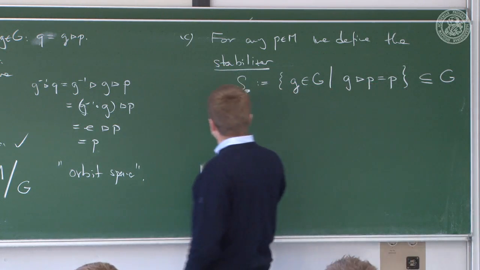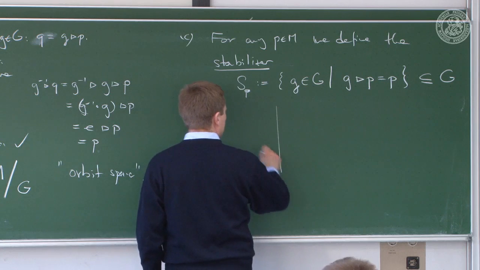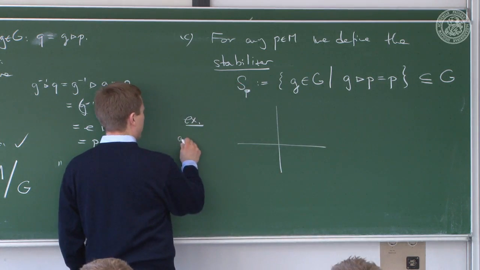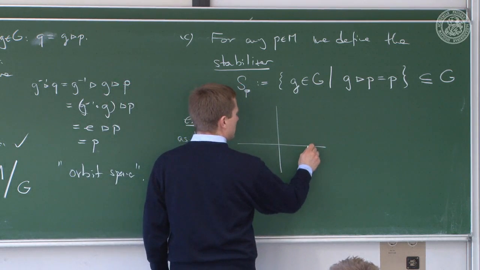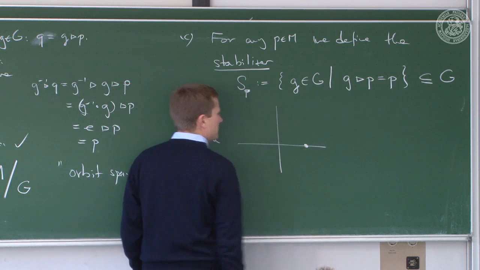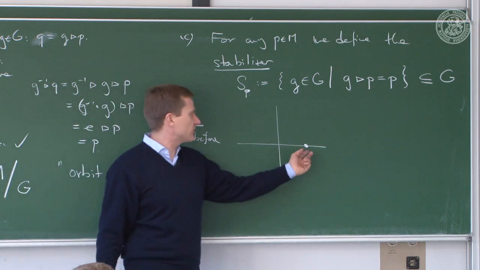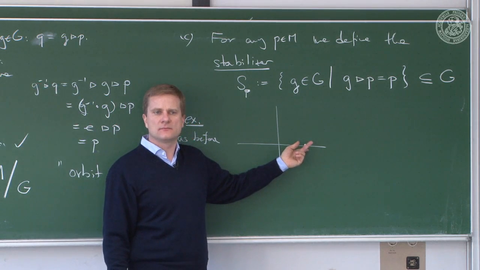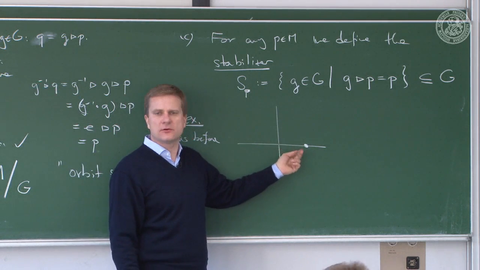Okay, so again, an example. Well, let's take exactly the same example. So we have here the rotations, as before. What's the stabilizer of this point under the action we wrote down before? Which transformations in SO(2) leave this point where it is under the given action, which rotates every point around the origin?